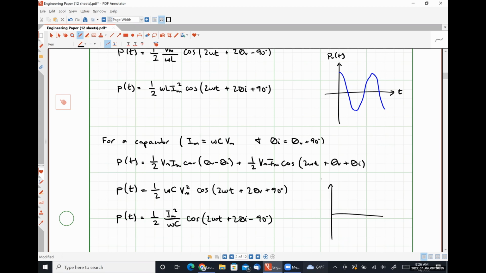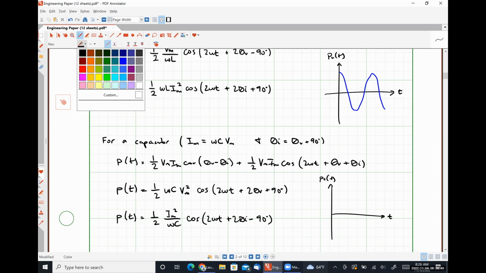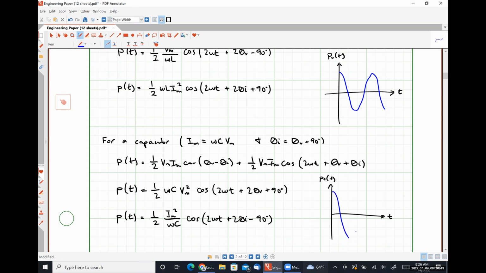And this graph is effectively going to be exactly the same thing as what we would see for the inductor. Half of the time it's absorbing power and half of the time it's supplying power. Average value of 0. Okay. We are going to talk more about the implications of the instantaneous power absorbed by an inductor and by a capacitor having 0 average power.